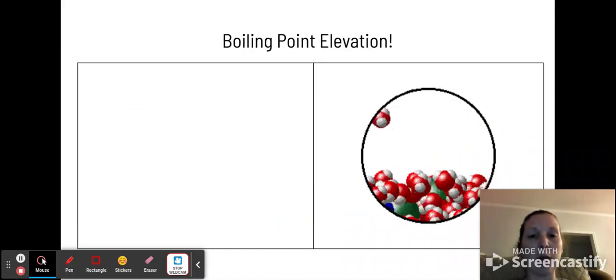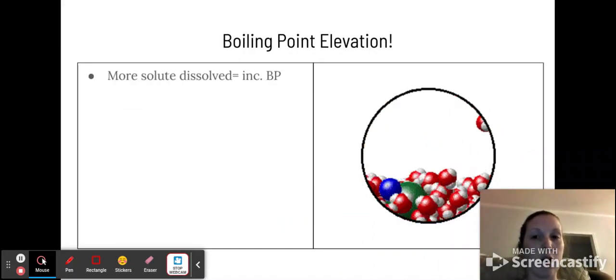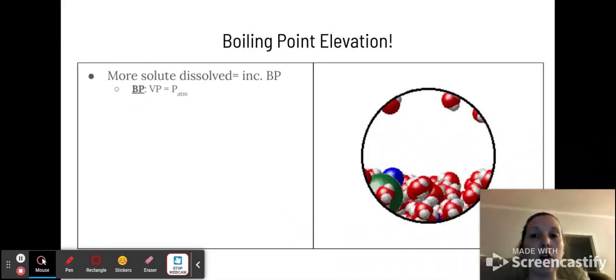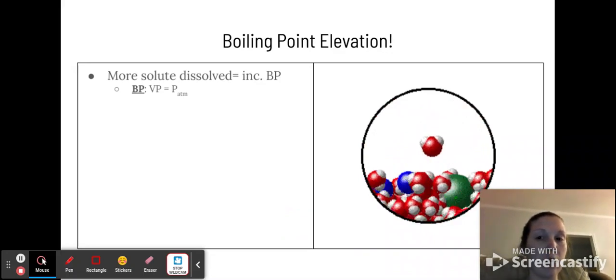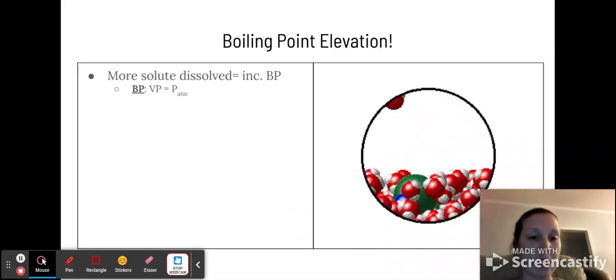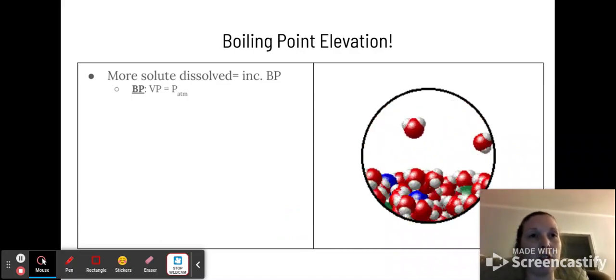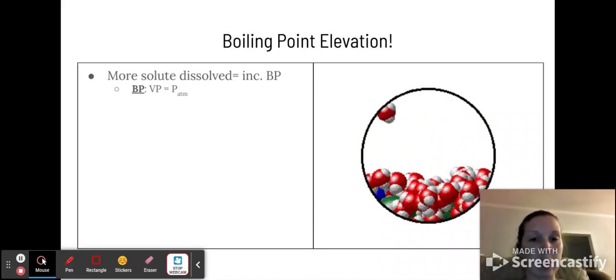Our next one is boiling point elevation. For this one, again, the more solute you dissolve, the higher the increase in boiling point. Remember that boiling point is the temperature at which your vapor pressure is equal to the atmospheric pressure. So sometimes people say, if you want something to boil faster, you need to put a lid on it, because that's going to allow you to build up that vapor pressure.